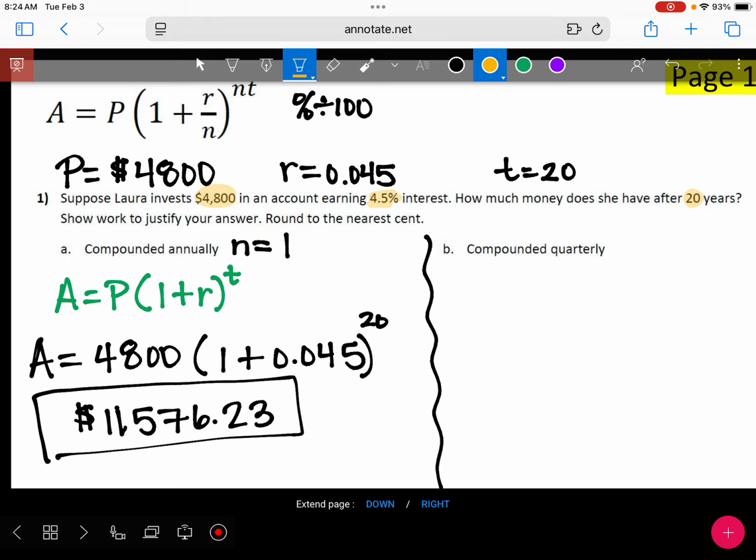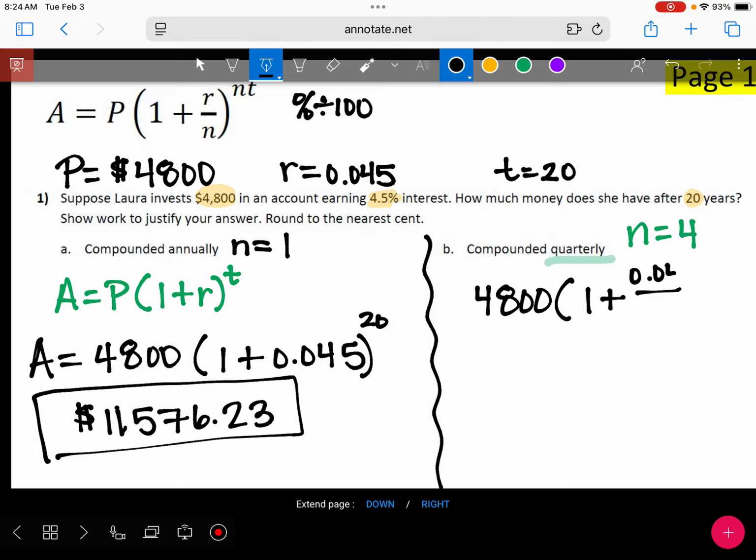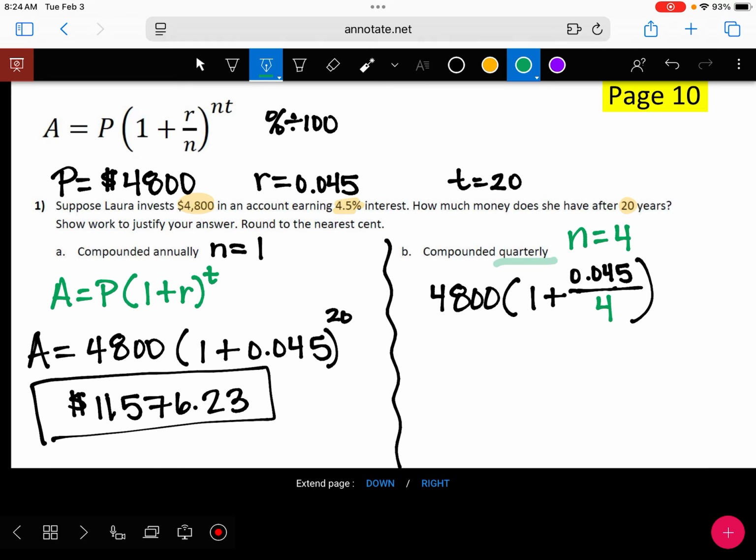So for part B, N is quarterly. So if it says quarterly, what N value do we use when it's quarterly? What do we say N was when it's quarterly? 4. All right, so now you're going to still type it in, but it's a little bit more complicated. We're going to type in 4,800, 1 plus, put your fraction bar now, and it's 0.045 at the top. At the bottom is n. And then our exponent becomes n times 20. All right, go ahead and type that in.